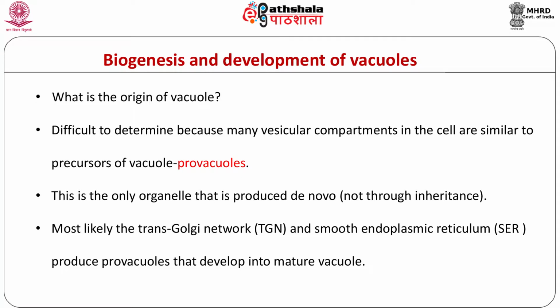Biogenesis and development of vacuoles. What is the origin of vacuole? Difficult to determine because many vesicular compartments in the cell are similar to precursors of vacuoles, or provacuoles. This is the only organelle that is produced de novo, that is not through inheritance. Most likely the trans-Golgi network, TGN, and smooth endoplasmic reticulum, SER, produce provacuoles that develop into mature vacuole.